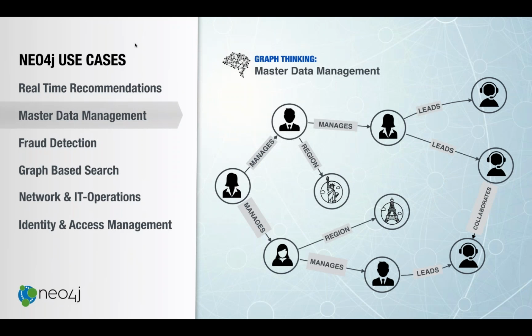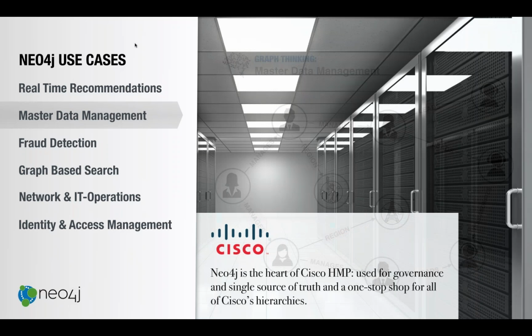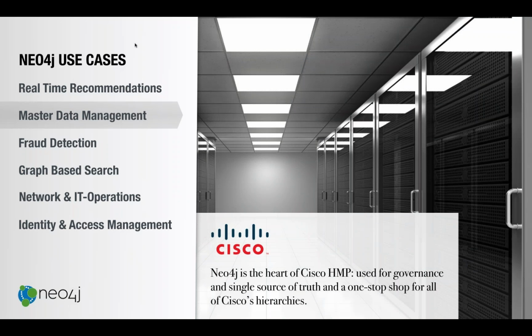Another use case I want to talk about is master data management. So think of all of the entities and different data sources across a large organization. Bringing those together in the graph is what master data management is all about. So oftentimes having some single view of the customer across all of the different organizations in your company, things like that. Those are natural graph problems. Cisco uses Neo4j for this use case.